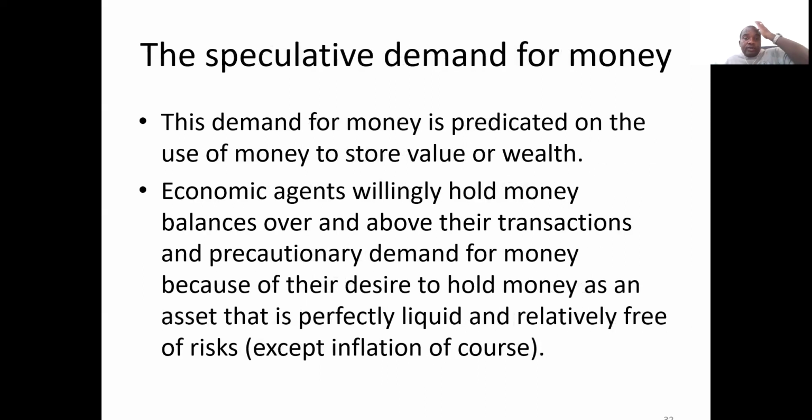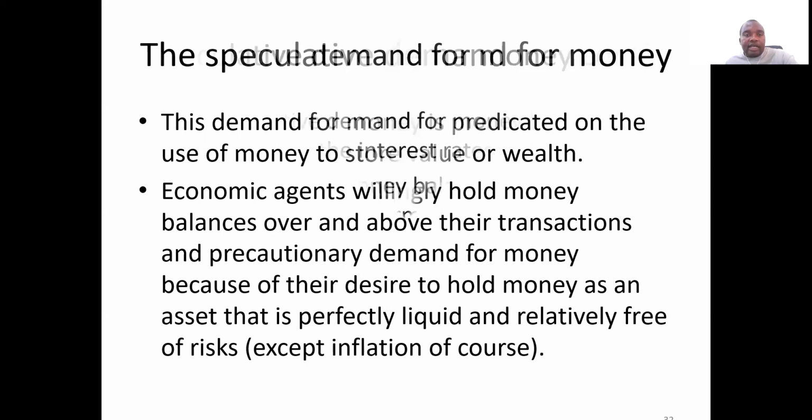And then we move on to that aspect of the demand for money according to J.M. Keynes, which is affected by the interest rate, the speculative demand for money. This is predicated on the use of money as a store of value or wealth, or money taken as an asset. Economic agents willingly hold money balances over and above their transactions and precautionary demand for money because of their desire to hold money as an asset that is perfectly liquid and relatively free of risks, though inflation undermines the holding of actual money as an asset.